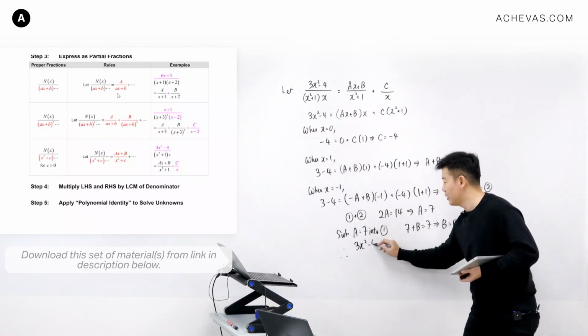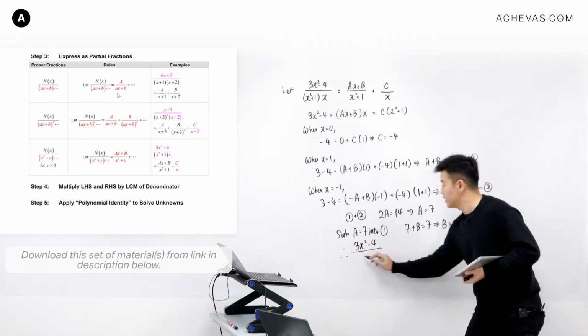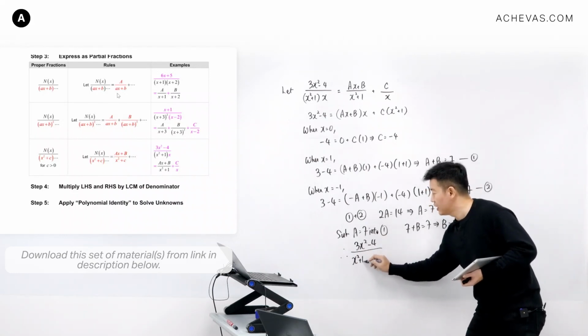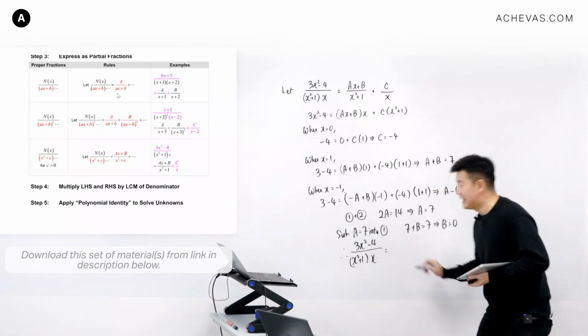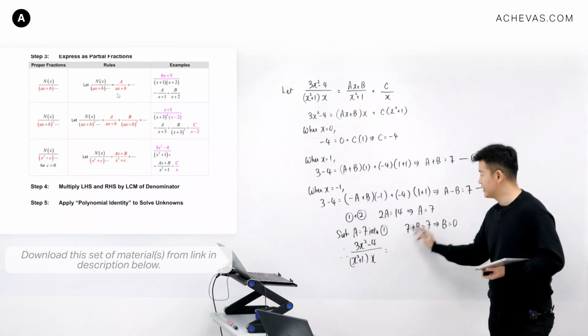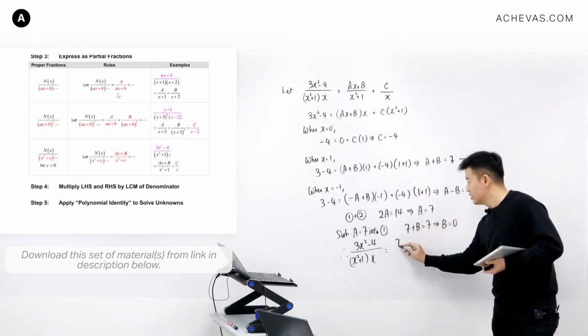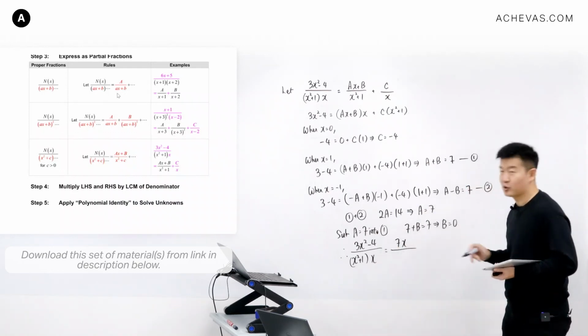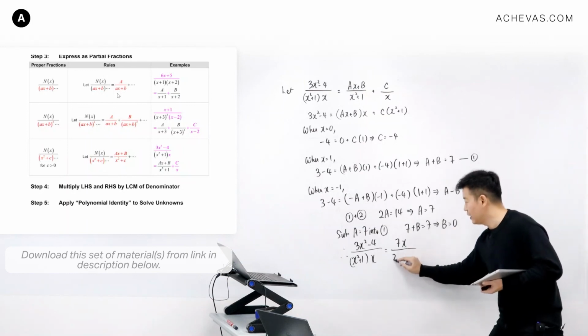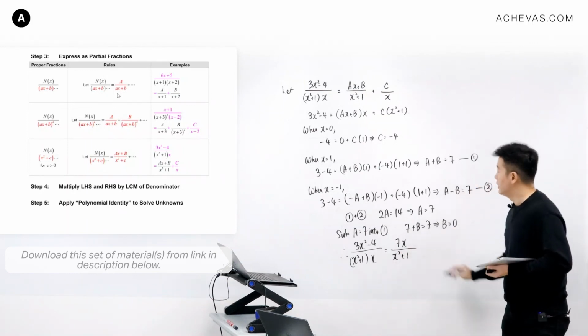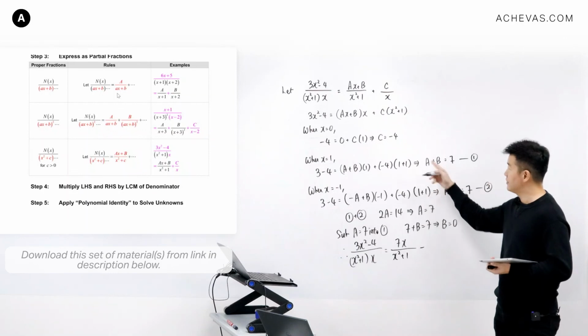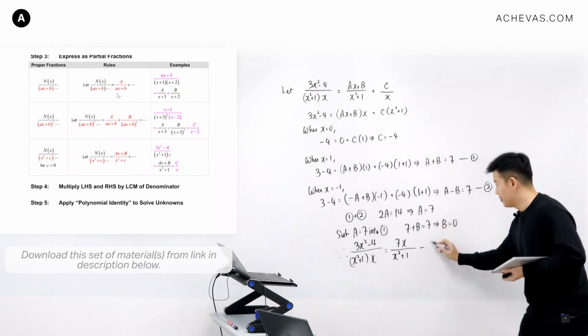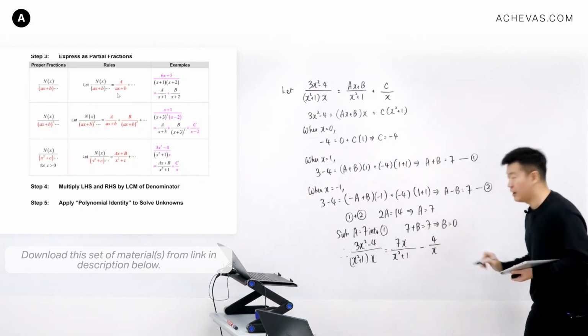So 3x squared minus 4 divided by x squared plus 1 times x in its partial fractions is going to look like this. A, which is going to be 7. So 7x plus b, which is 0, so plus 0. We are not going to write that. Divided by x squared plus 1. Then plus c, c is minus 4. So it will be minus 4 over x.